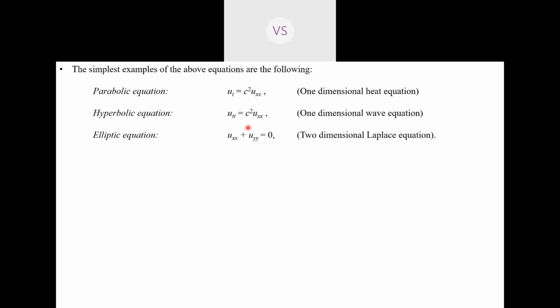Then you have an elliptic equation, del square u by del x square plus del square u by del y square is equal to 0. So it is the two-dimensional Laplace equation. Parabolic equation is the one-dimensional heat equation. Hyperbolic equation is the one-dimensional wave equation. Elliptic equation is nothing but the two-dimensional Laplace equation.